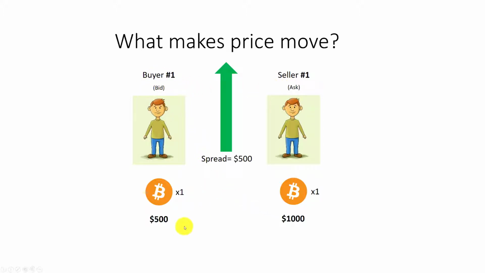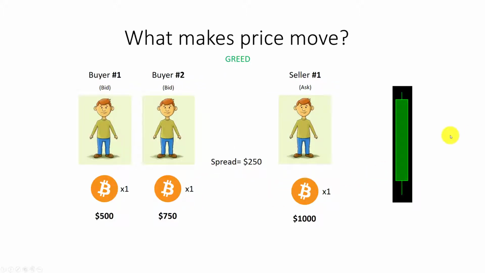Right now, the bidder only wants to pay 500 for one Bitcoin, and the seller wants 1,000 for it. If nothing else happens, this market will not move. It'll be flat because there's no participation until one of these guys moves. Let's say another participant comes in and bids 750. This is where greed starts to come in, and this is the first motive that drives price up, this aspect of greed.